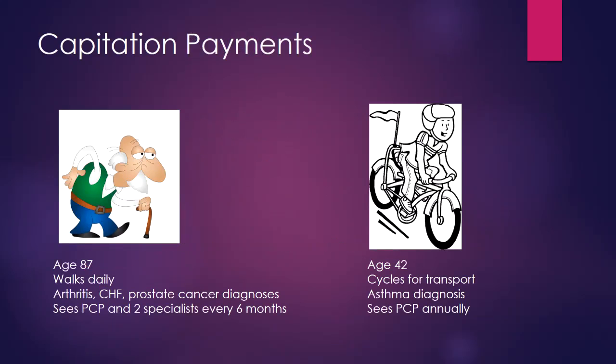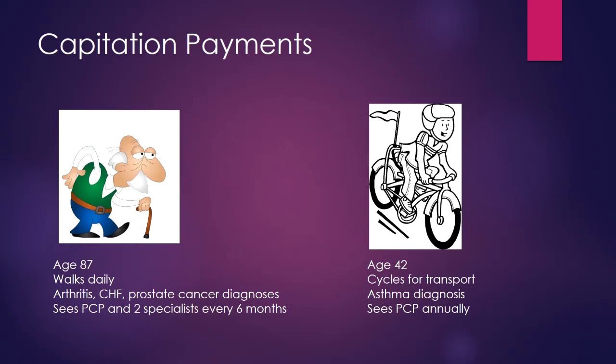So when we think about capitation payments, the first thing that may come to mind is if you're being paid a consistent per member per month rate, that might not adequately cover some patients that you're likely to see. And here's an example. We have 2 theoretical patients here. On the left is an 87-year-old man who walks daily, who's been diagnosed with arthritis, congestive heart failure, and prostate cancer. And he sees his primary care provider and 2 specialists every 6 months.